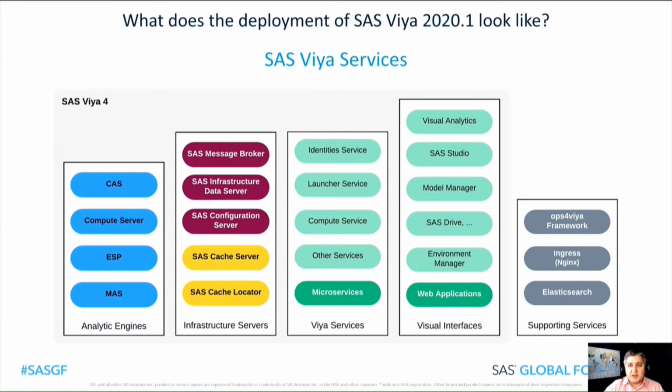So what exactly is being containerized within SAS Viya 2020.1? SAS consists of a range of components and services. These are analytical engines, such as MAS, CAS, compute server, and also infrastructure services, such as SAS cache server, configuration, and infrastructure data service. The services highlighted in purple or yellow require some data persistence. What that means is that the services need to create and later use data for internal functioning of the software.